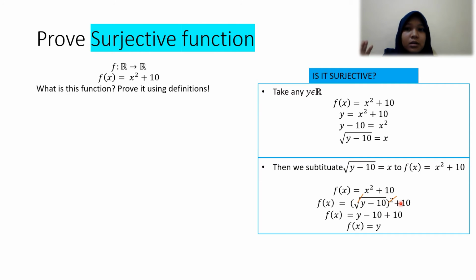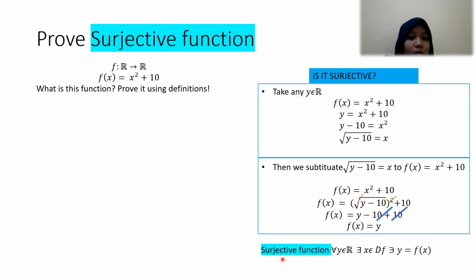Then the square and the square root we can move it because of the properties of exponent. And then we got f(x) is equal to y minus 10 plus 10, and then the power of 2 we can eliminate. So we got f(x) is equal to y. And then, depends on the definition, this is already proven. But wait a second.